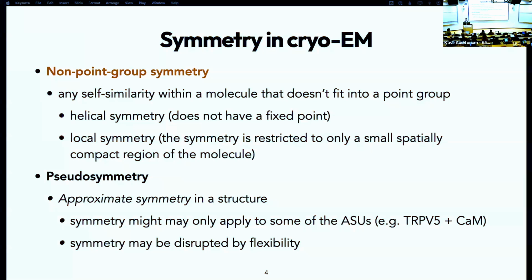And then pseudosymmetry, which Rich talked about a bit earlier today, generally refers to when only approximate symmetry exists in the structure. For example, the symmetry might only apply to some, but not all, of the asymmetric units. And this is actually what is happening with the TRPV channel and calmodulin. Calmodulin is only binding to one of the binding sites, and it makes that asymmetric unit different from the other three, which are identical. And another example is when the symmetry is disrupted by flexibility.